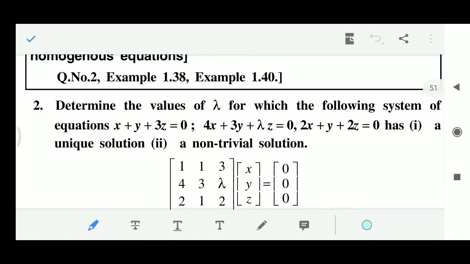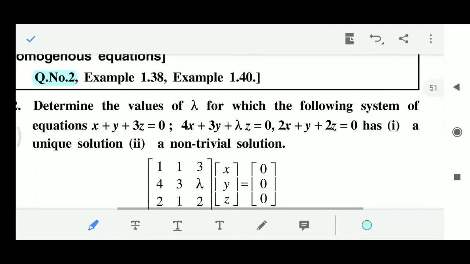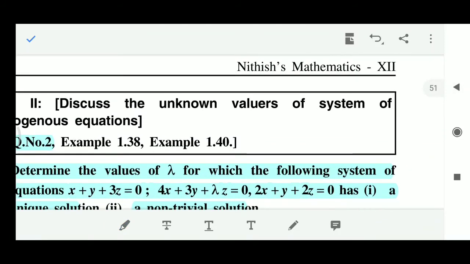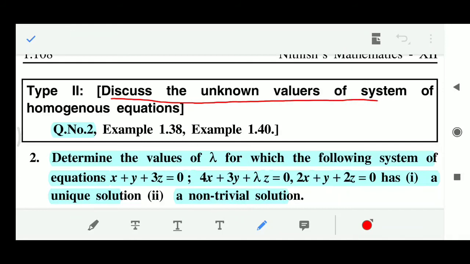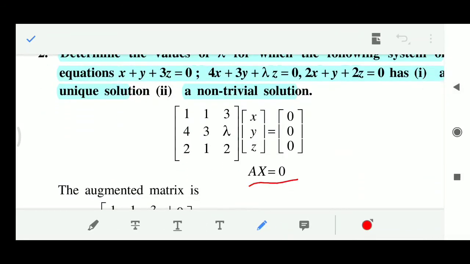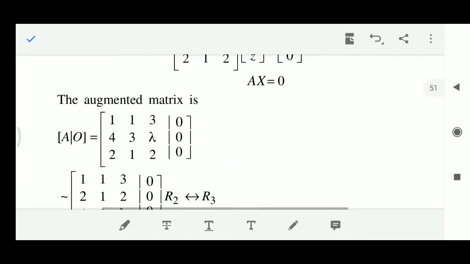Next, in the exercise 1.6, we will do the second sum. Here it is a homogeneous equation. Determine the values of lambda for which the following system of equations x plus y plus 3z equal to 0, 4x plus 3y plus lambda z equal to 0, 2x plus y plus 2z equal to 0 has a unique solution. Then second one, a non-trivial solution. This equation is a homogeneous equation, so we get the value of B as 0 0 0. So first I am going to write the given matrix in Ax equal to O form.